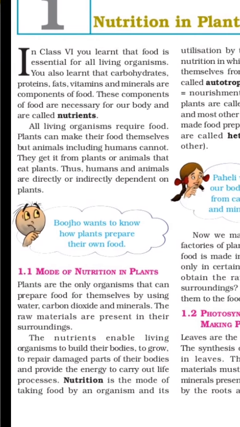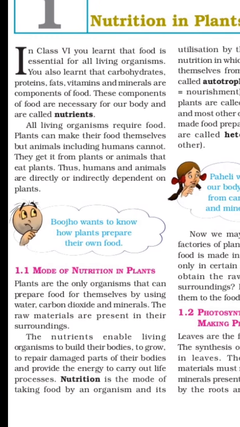Our next point is mode of nutrition in plants. What is the meaning of that? Just like types of nutrients, these are the types of nutrition in a plant. Plants are the only organisms that can prepare food for themselves by using water, carbon dioxide, and minerals. The raw materials are present in their surroundings.